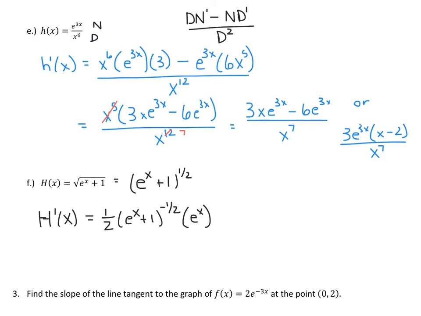Right. So our derivative then looks like, we can rewrite this as e to the x in the numerator divided by 2 times the square root of e to the x plus 1. So I've made the exponent negative 1/2 positive by moving it to the denominator and then rewriting it as a square root. So there's our derivative of h of x.